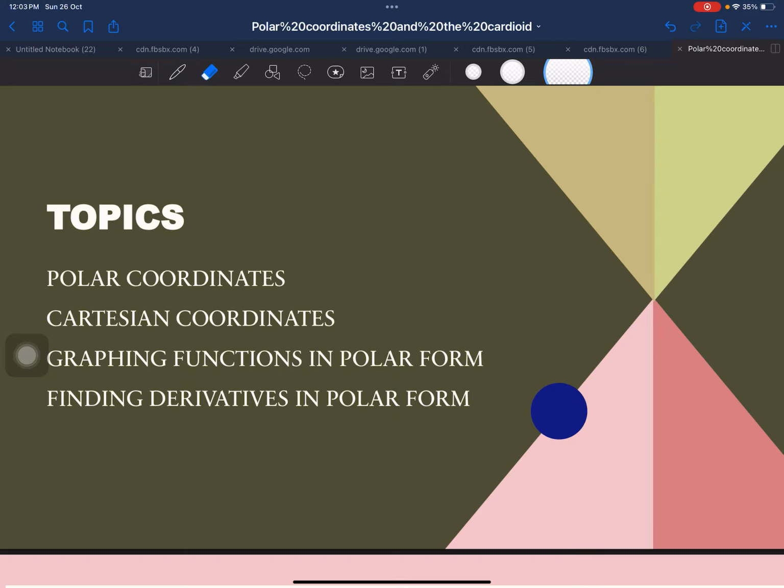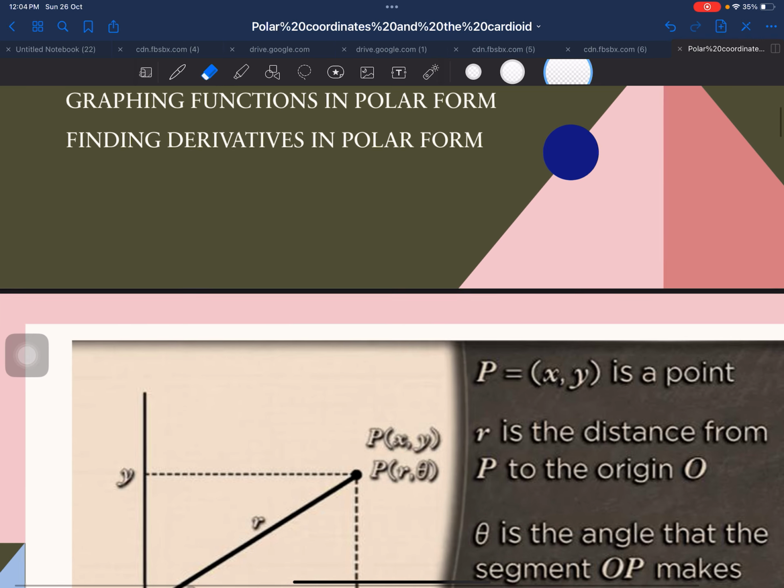Remember the Cartesian coordinates x and y, where x is the distance along the x-axis and y is the distance along the y-axis? Well, you can describe the location of a point in a plane a different way using polar coordinates.